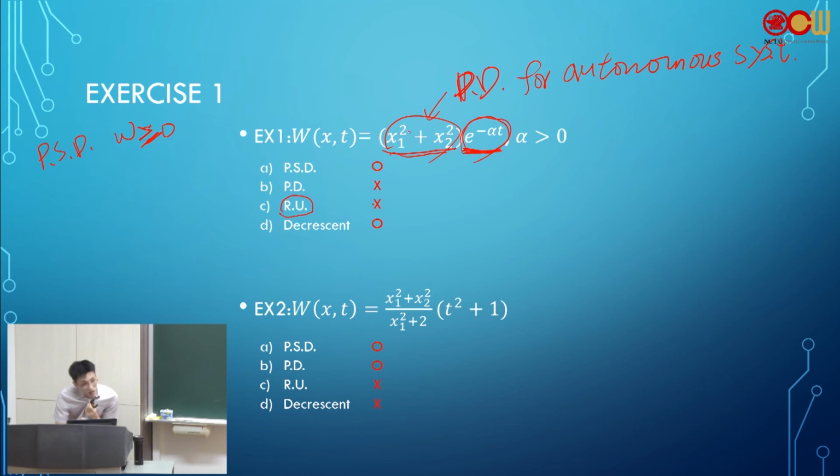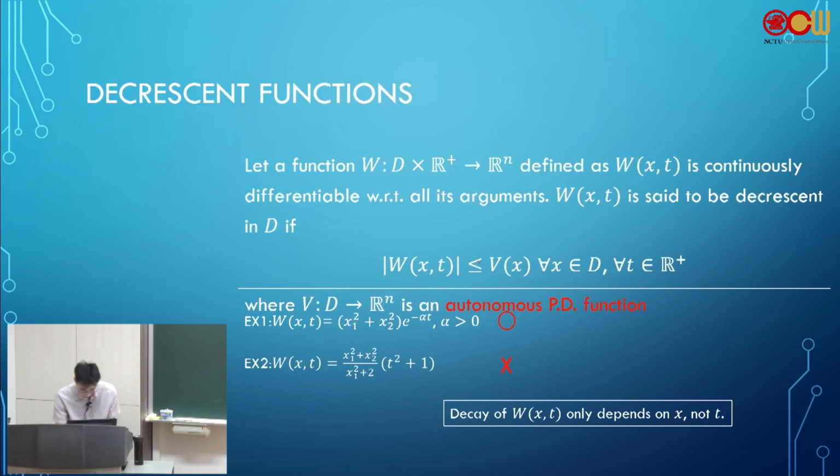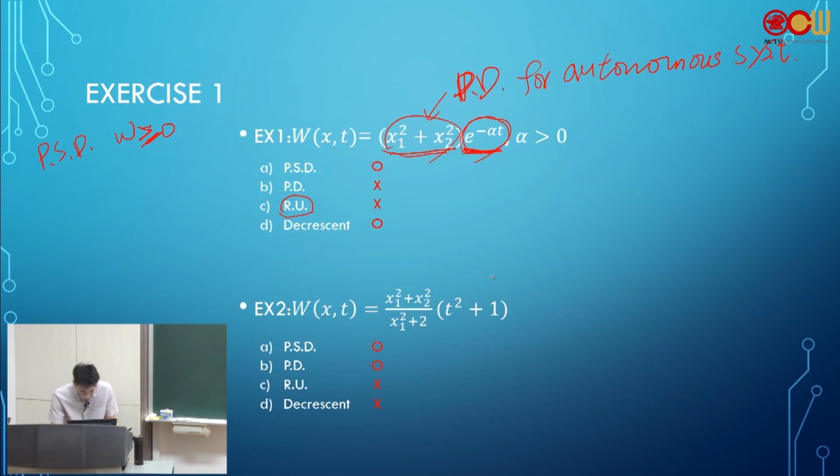It's upper bounded by some non-autonomous PD function, right? It's upper bounded by some non-autonomous PD function, okay? Non-autonomous because there's no time element here. So the way to check this is, again, divided into two parts. The first part is this, okay? And the second part is this.